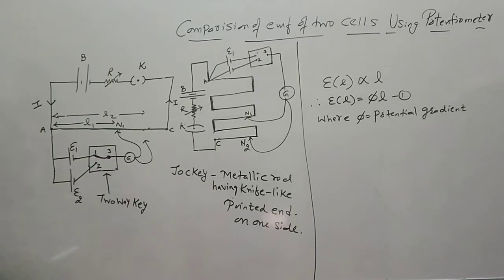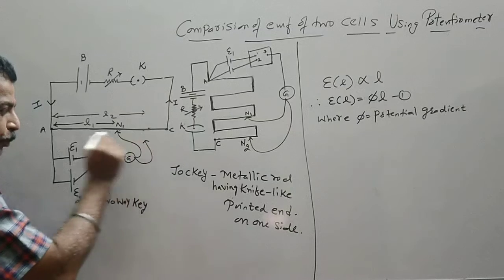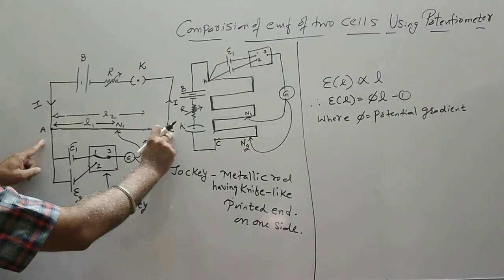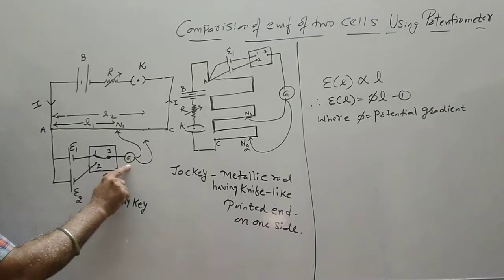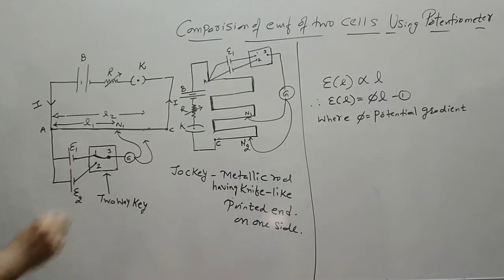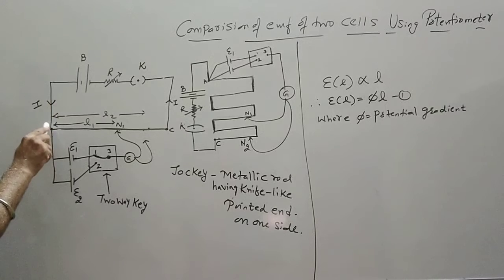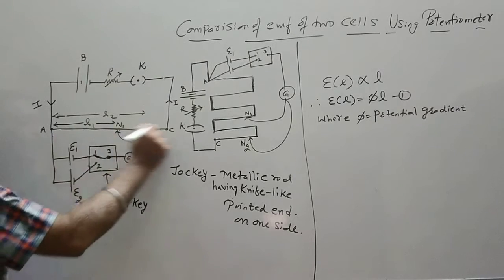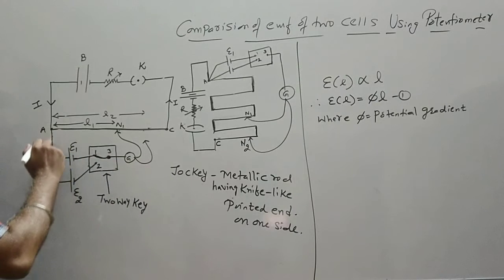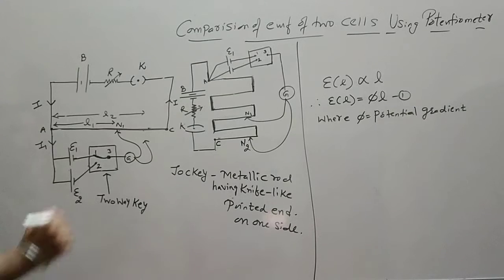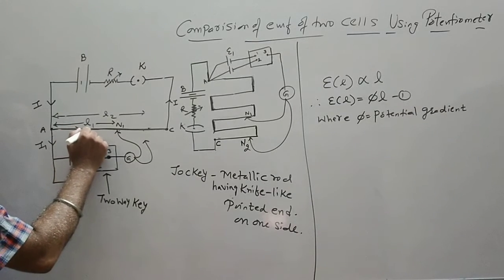Now if I touch this jockey on any point on the potentiometer wire, and if the galvanometer shows deflection, it means the current is flowing through the galvanometer. So this current, when it comes to junction A and this jockey is touched at any point on the potentiometer wire, if the galvanometer shows deflection, it means some current is also flowing in it. Say the current is I1. Then the current flowing through this will be I minus I1.